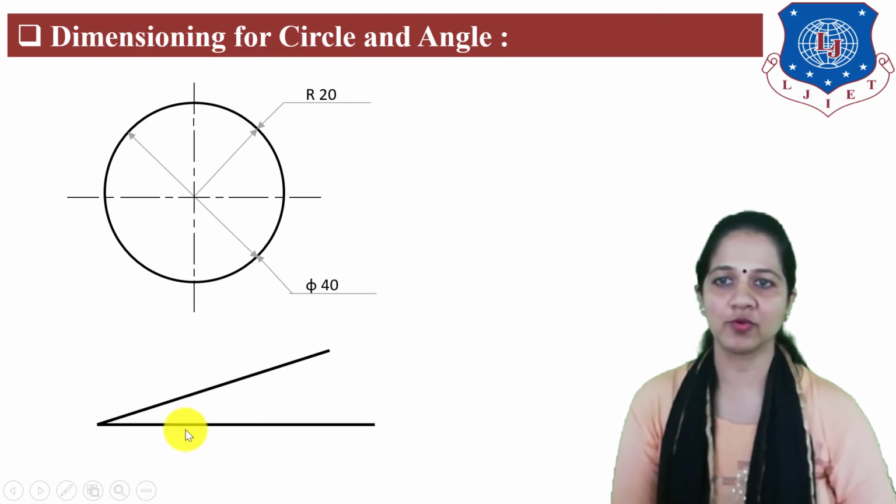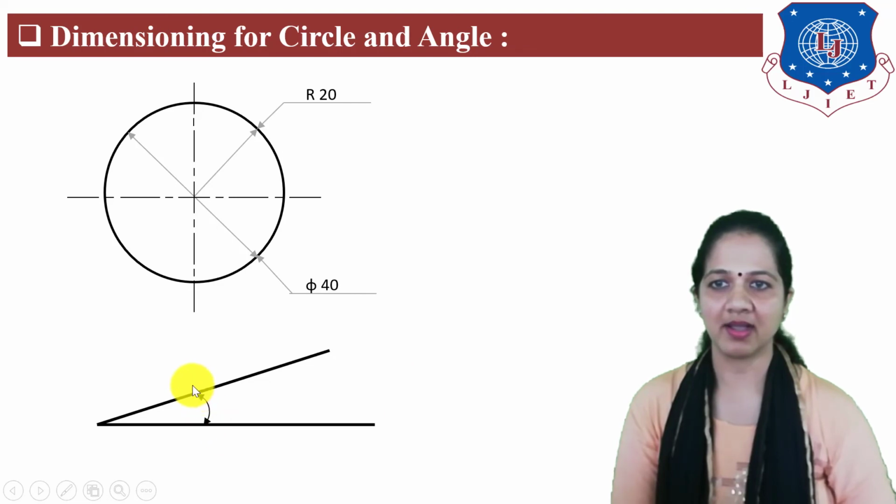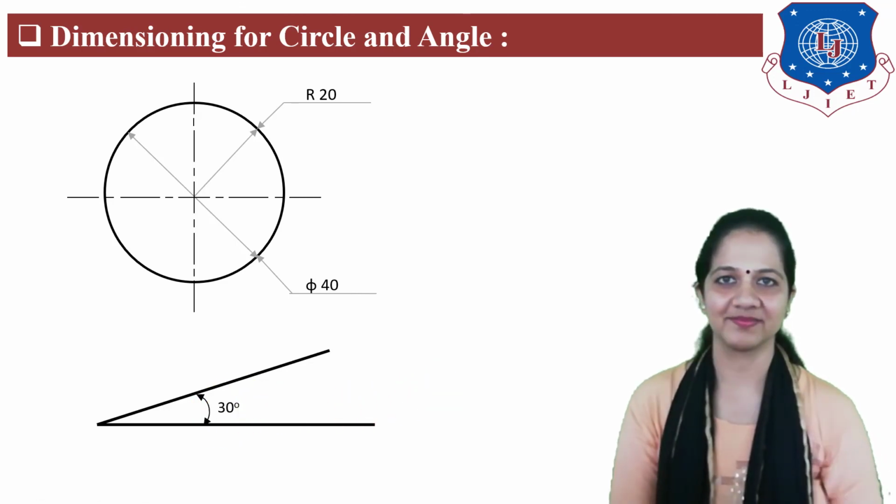If you want to show the angle in between these two lines, then first you draw an arc with a pointed arrow at both ends and write the angle value. Here I have taken a 30-degree angle.